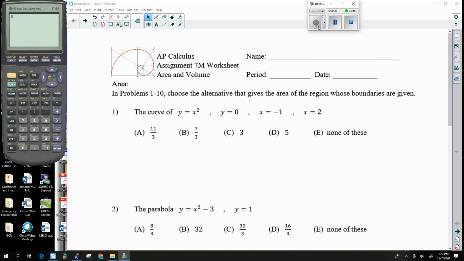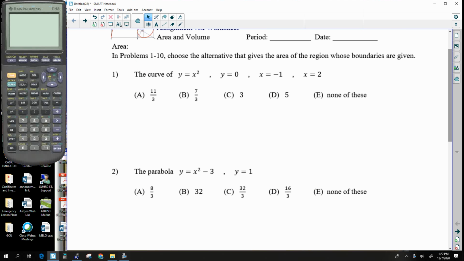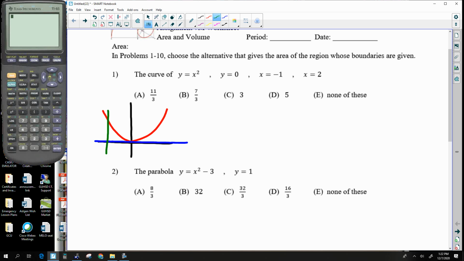Okay, so we begin with areas. We're asked to choose the alternative that gives the area of a region whose boundaries are given by y is equal to x squared, y is equal to 0, x is equal to -1, and x is equal to +2. So we have a couple different areas described here, but luckily it's all the same top and the same bottom, so this area is going to be the integral from -1 to +2 of x squared.